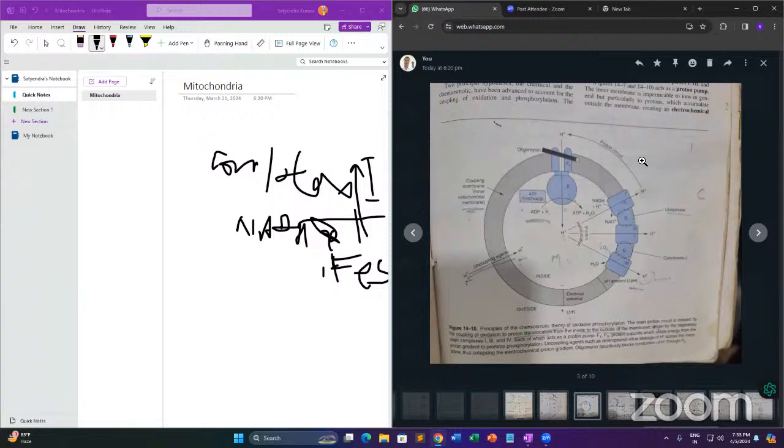The difference in proton concentration is the electrochemical gradient. This electrochemical gradient, due to the movement of protons from the matrix to the inner membrane space, generates energy of about 1.4 kilocalories, sometimes 1.4, not 1.14. In terms of voltage, it is nearly 0.14 volt.